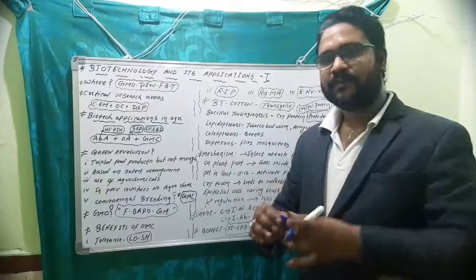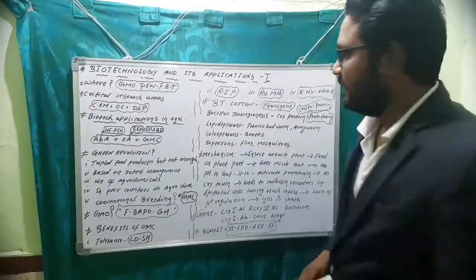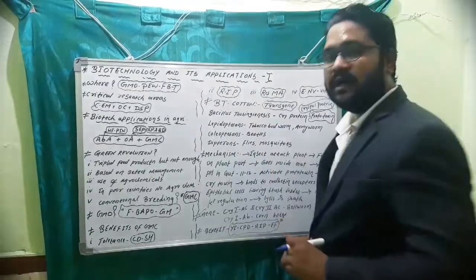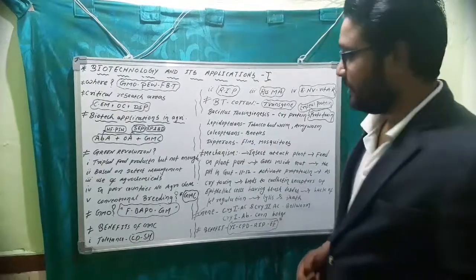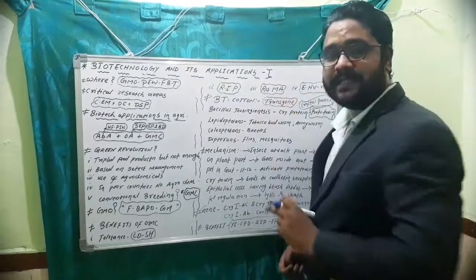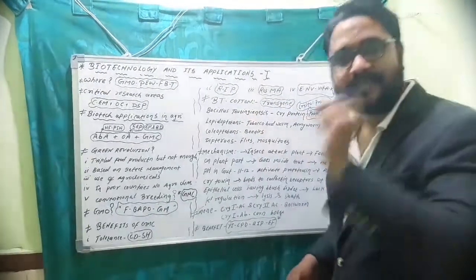Now come to the highlight of today's topic, that is the BT cotton. Now BT cotton, what is its long form? It is based upon the name of a bacterium, that is Bacillus thuringiensis. This is a bacterium and its gene has been inserted into the genetic system of cotton, which is why this cotton is called BT cotton.